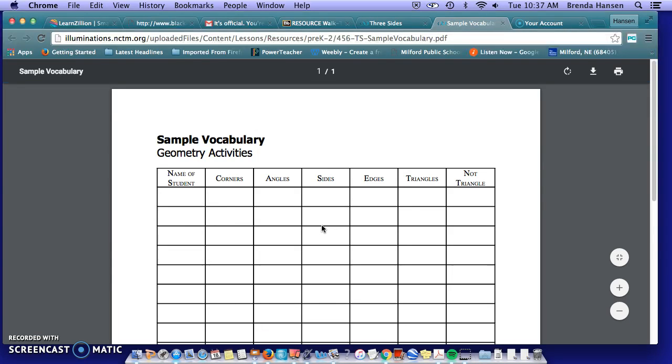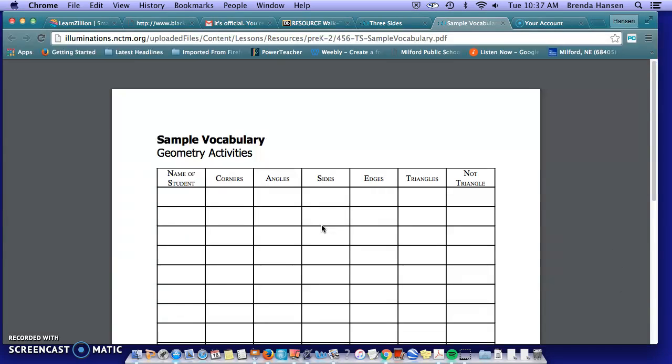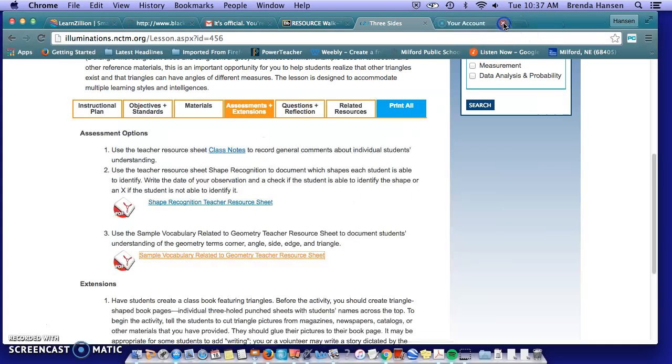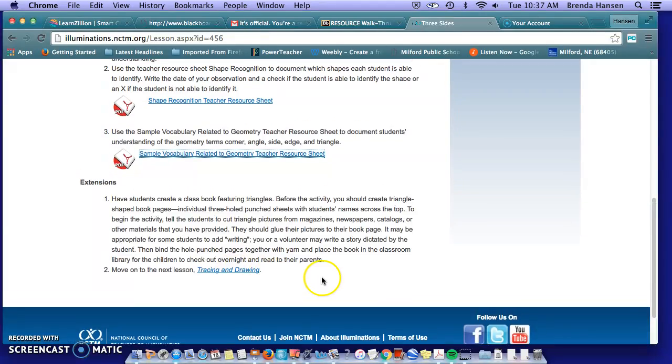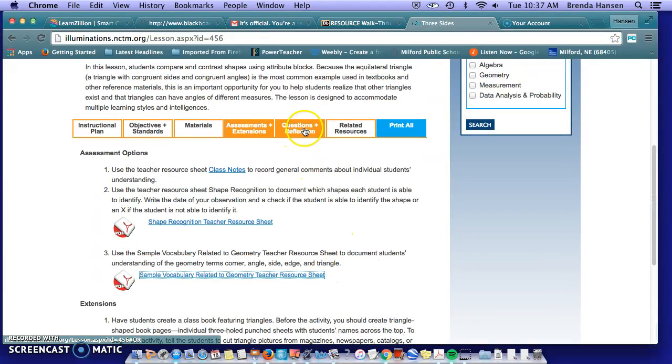And then also there's a sample vocabulary sheet that helps you understand if your students know the names of what these shapes are. So great recording devices for that. Some extensions are for those students who can use that little bit of extra help, different ways that you can build on this lesson. And then on to the next lesson, which is tracing and drawing. So it gives you a preview for the next one.